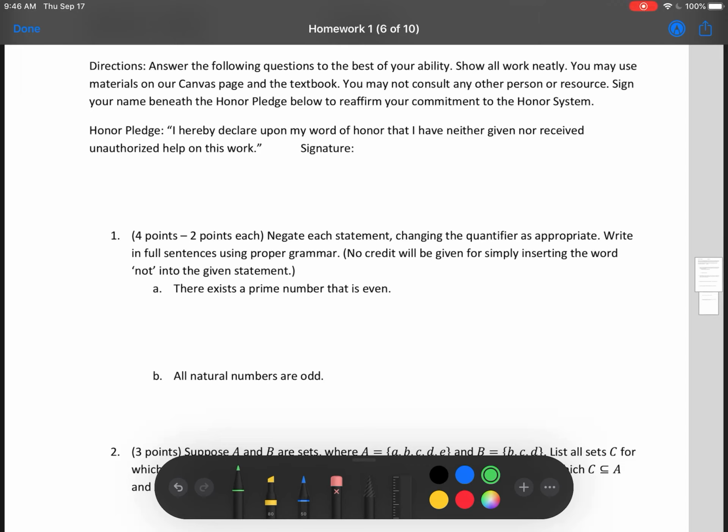So if we want to say it's not true that there exists a prime number that is even, this is an existential quantifier. We need to change it to a universal quantifier. So that would be all prime numbers do not have the property that's given, which is even. So we would say all prime numbers are not even, or all prime numbers are odd.